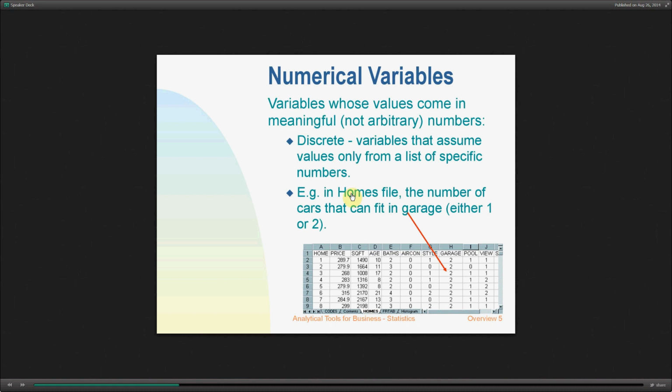So numerical variables, again, have some sort of meaningful values for their numbers, usually some sort of measures. For example, the price in dollars, and the measure would be dollars. Square footage, and age in years, and number of baths, again, are all things that probably would be considered numerical variables.